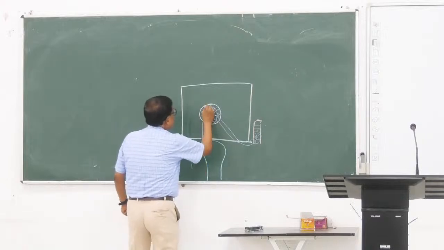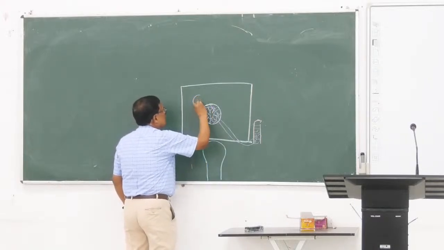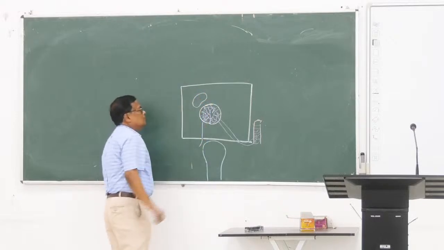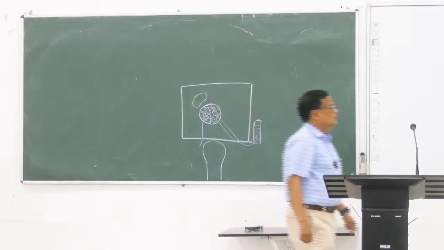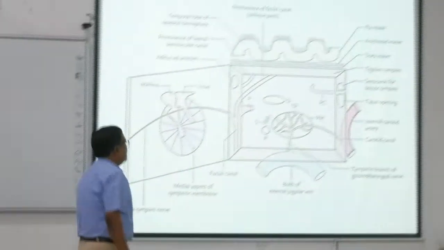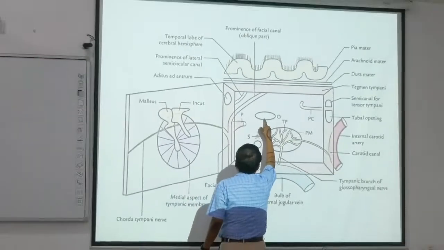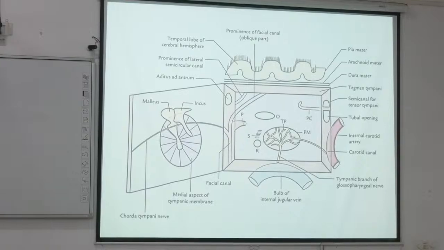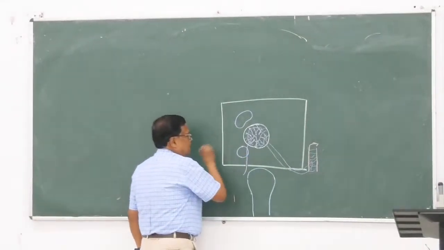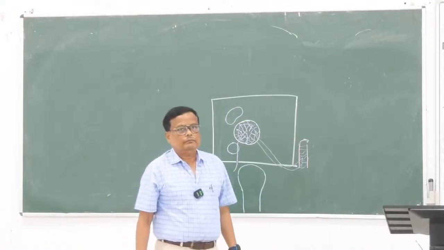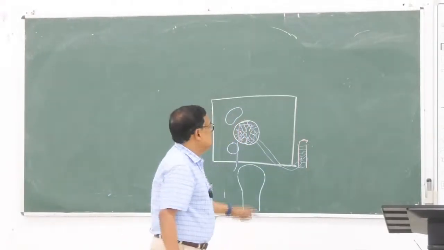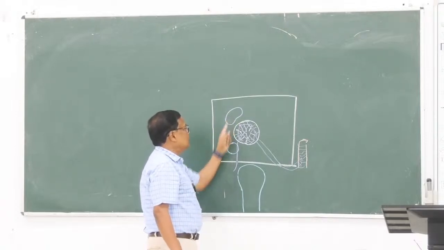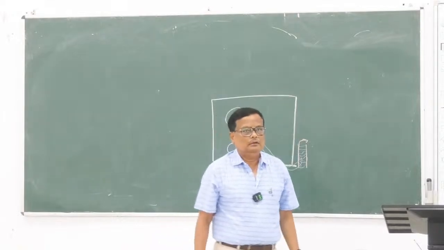Just above and posterior to the promontory, there is an oval opening. We call it the oval window, or fenestra vestibuli. And just below, there is a rounded opening. We call it the round window. So there is an oval window and a round window present in the lateral wall.